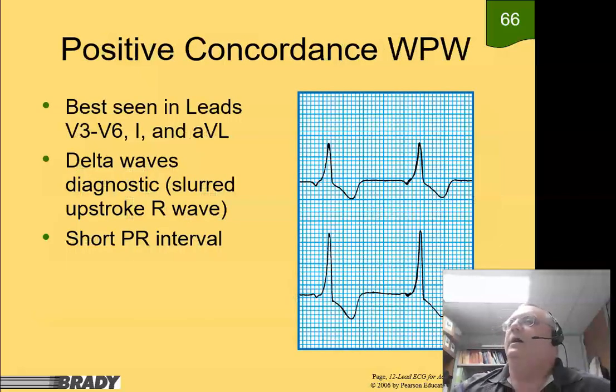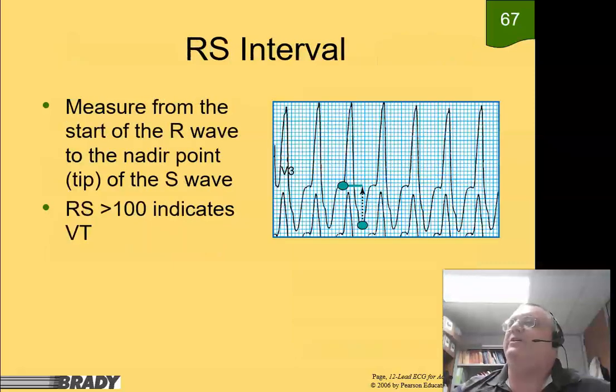Again, positive concordance with Wolff Parkinson White, you've got the delta waves that are indicative. This is a good example of a delta wave, by the way, and the short PR interval. Remember, in V1, or any of your ventricular leads, the P wave is probably going to be downward in those ventricular leads. So that is actually kind of a normal finding.